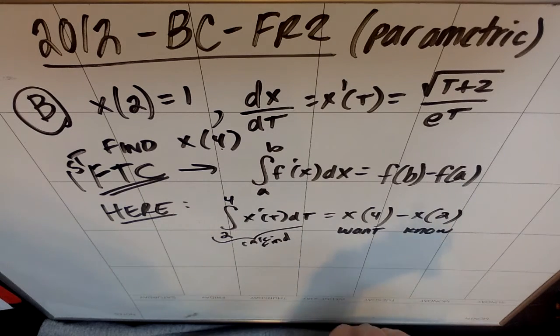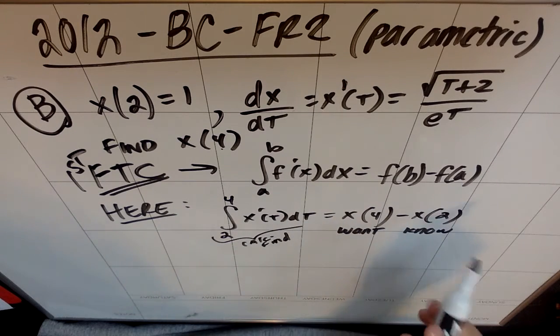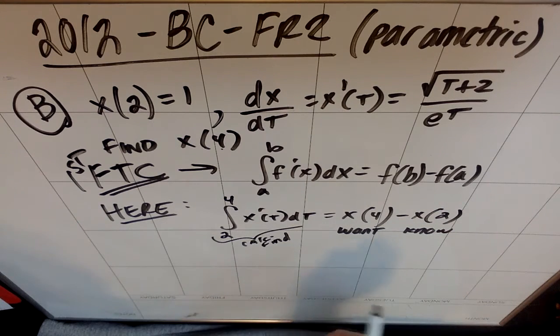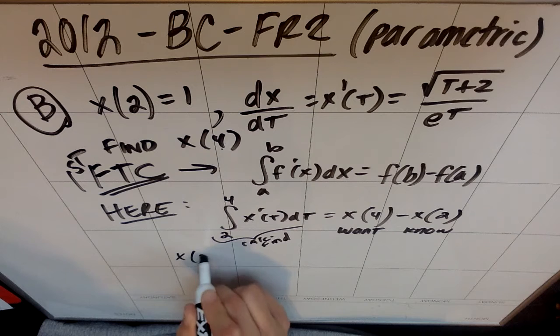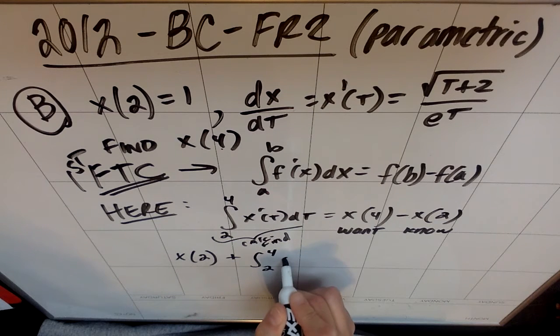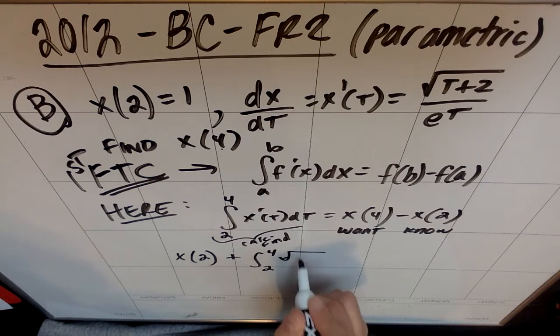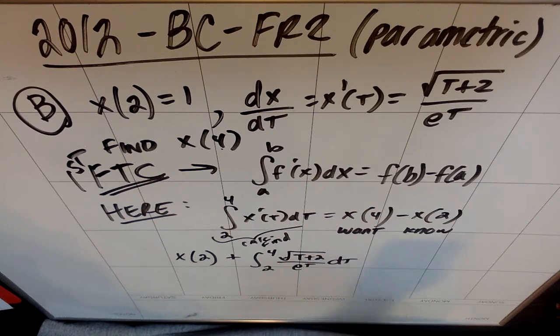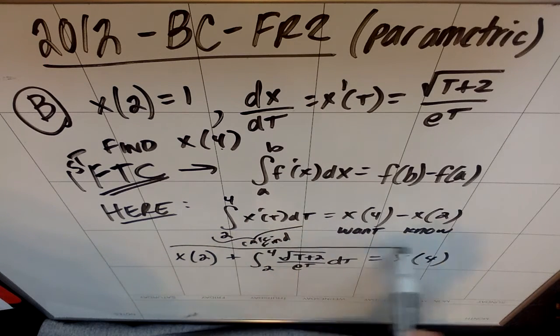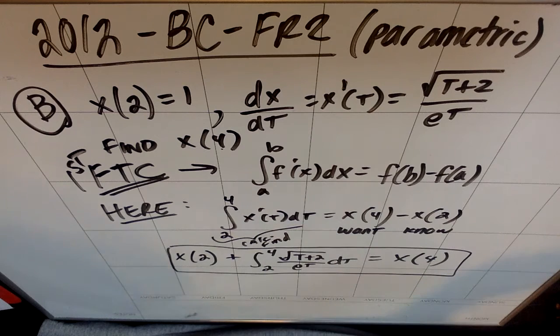So the way I would do this, and you don't have to certainly, is before you even bother, you might as well add the x of 2 over, right? So I'm going to get that this is x of 2 plus the integral from 2 to 4 of my dx dt, which is this square root of t plus 2 over e to the t dt. And that's going to give me my x of 4. Even if nothing else, if you can just communicate this information, that's going to get you a lot of credit on the AP. Again, I don't care how you type it into your calculator.